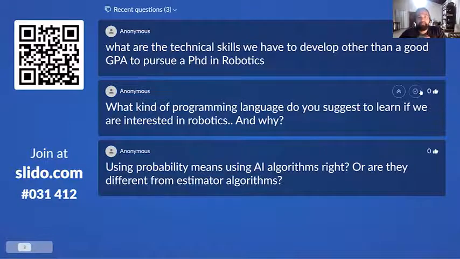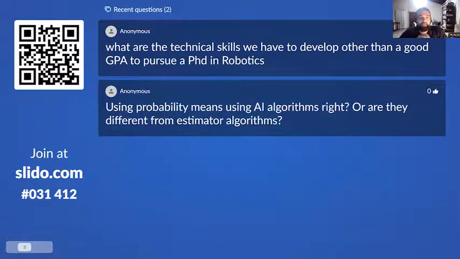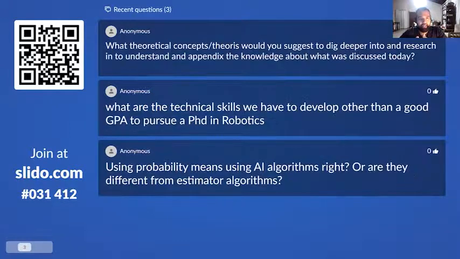What are the technical skills we have to develop other than a good GPA to pursue a PhD in robotics? I would say GPA, and if you can have 1 or 2 publications. If you are interested in academics, I think the best thing to do is try to get at least 1 publication with your final year project. But having said that, usually in the PhD, the first year or so is there for you to learn. So in most cases, you don't have to know everything going into the PhD.